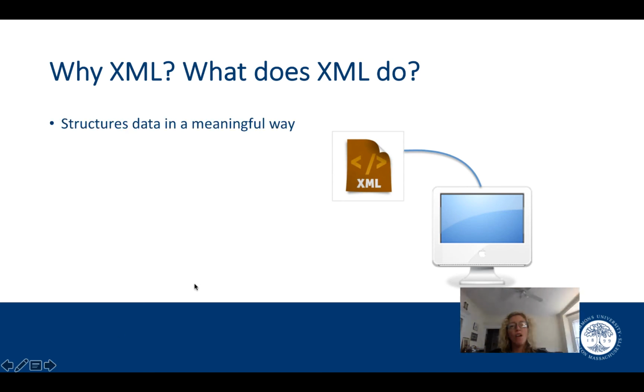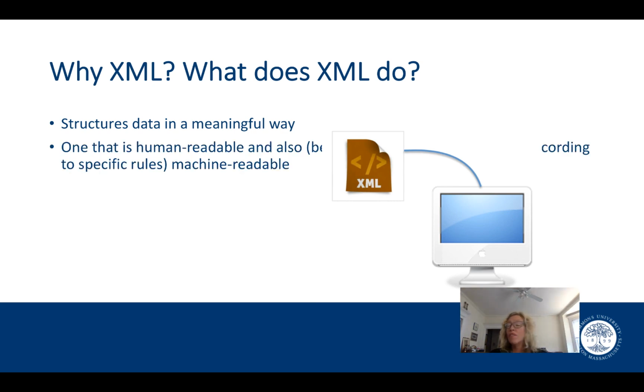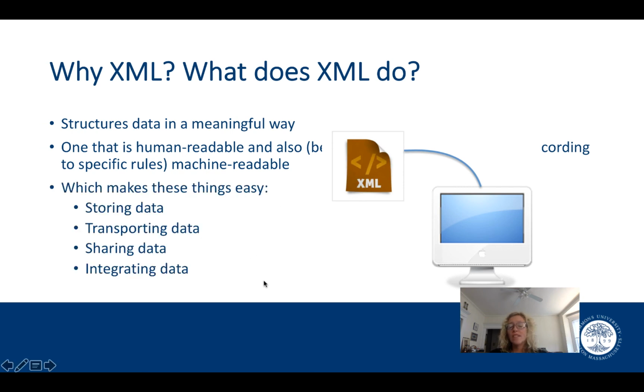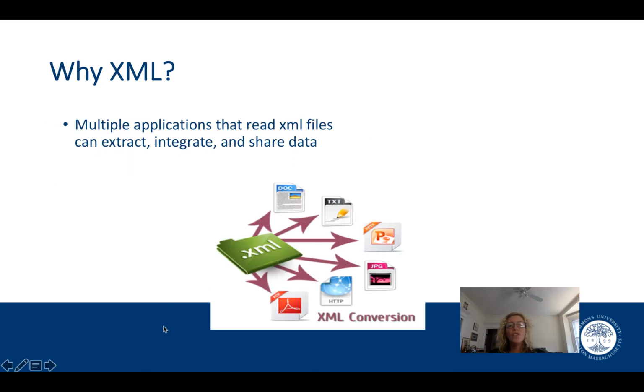So why XML and what does it do? It structures data in a meaningful way, in a human readable way. And it also adheres to specific rules. And it is machine readable. And this makes it very easy to store data, transport data, share data, and integrate data. And there are multiple applications that read and work with XML: Word docs, text conversion, HTTP, JPEGs.